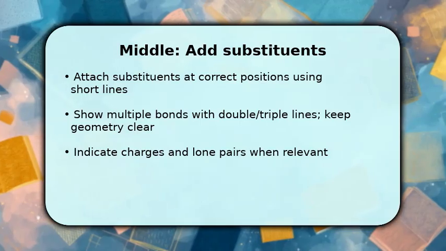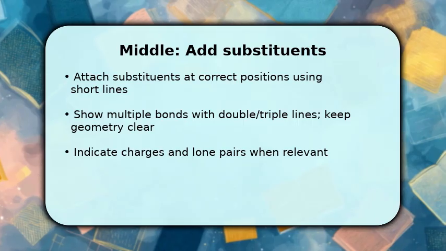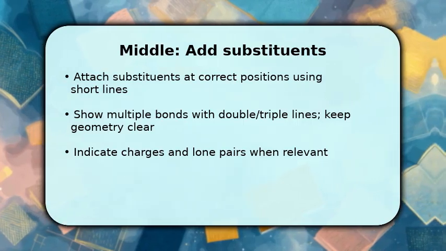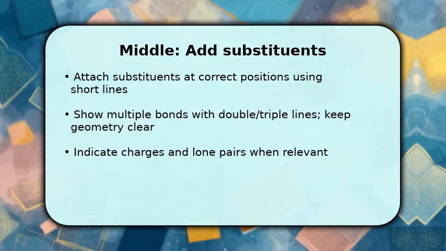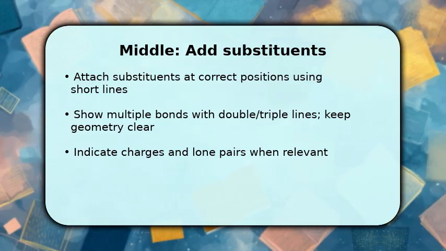Now add substituents and multiple bonds precisely where they belong. You attach methyl, ethyl, or other groups as short lines off the backbone. Once done, draw double and triple bonds with parallel lines and maintain planar geometry for sp2 centers.